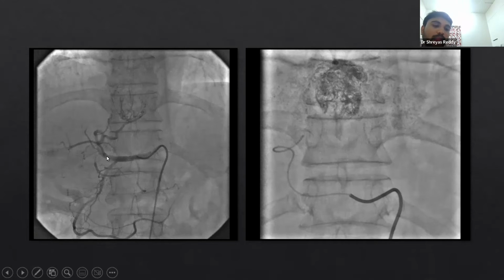Excellent. So what do you see other than that? There is something else to see. What do you see there? As you can see, there is hypervascularity surrounding our area of interest, that is, around the tumor. That vascularity is arising from the left hepatic artery.